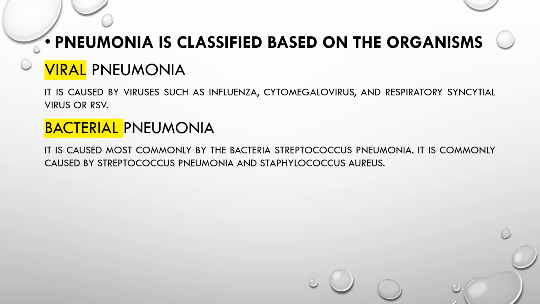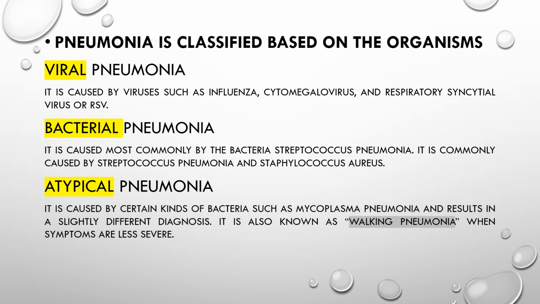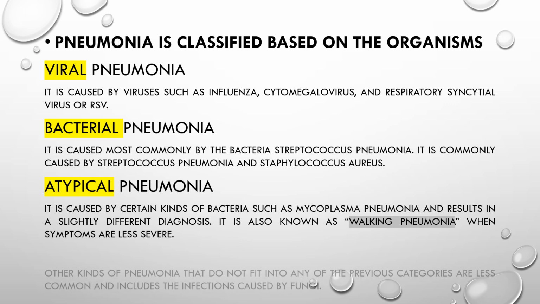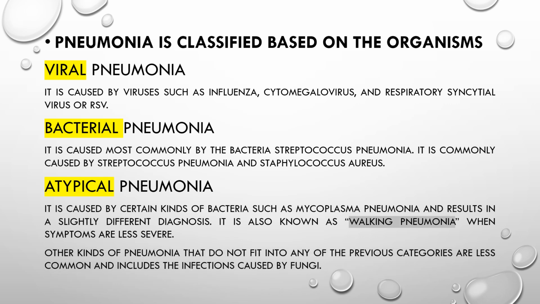Bacterial pneumonia is caused by the bacteria Streptococcus pneumoniae. It is commonly caused by Streptococcus pneumoniae and Staphylococcus aureus. Atypical pneumonia is caused by certain kinds of bacteria such as Mycoplasma pneumoniae and results in a slightly different type of diagnosis. It is also known as walking pneumonia when symptoms are less severe for the person. Other kinds of pneumonia are also there, but they don't fit in these categories and they are very rare, and it includes the infections that are caused by fungi.